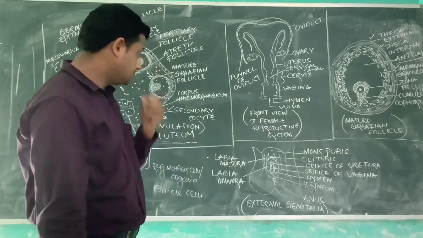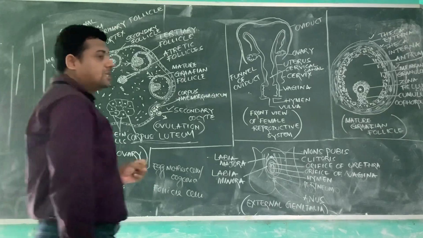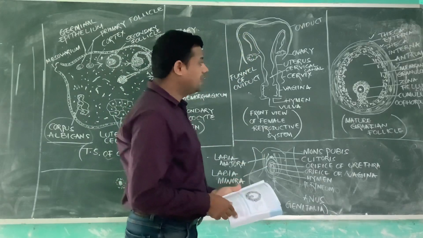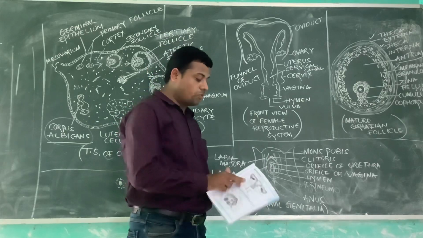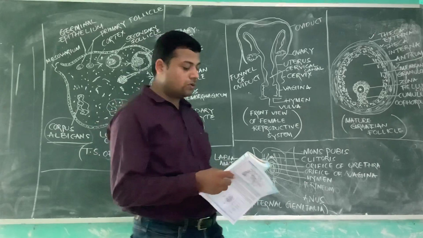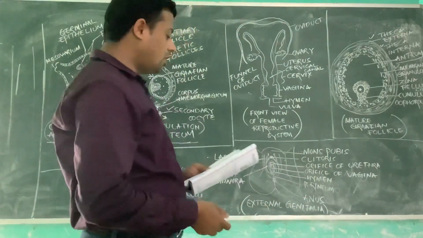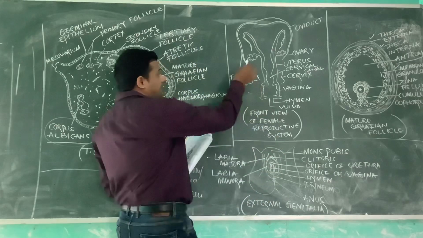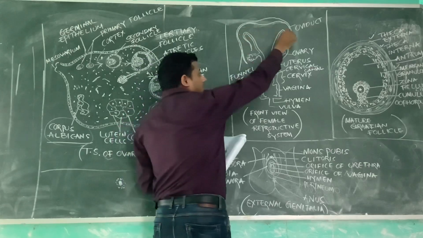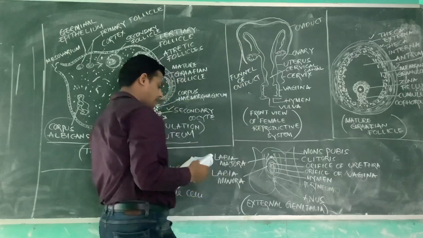Okay. Then the next part of the female reproductive system, that is the oviduct or fallopian tube. How many oviducts or fallopian tubes? There are 2 oviducts or fallopian tubes. Each measures about 12 centimeters in length and extends from the ovary up to the uterus. Look at this diagram. This is the uterus. This is the oviduct that extends from the ovary up to the uterus.